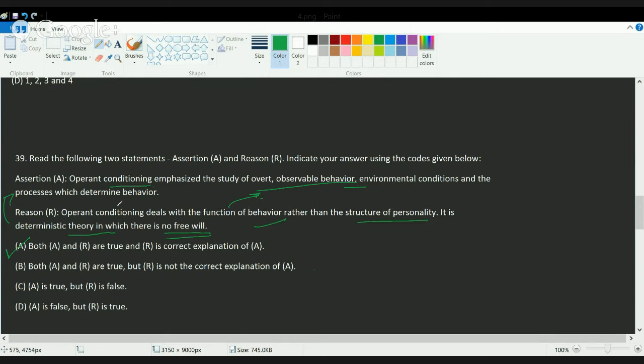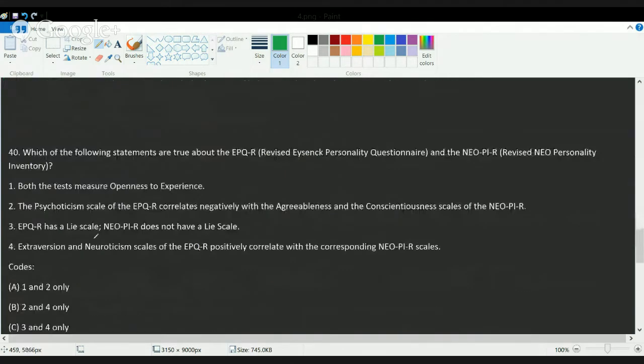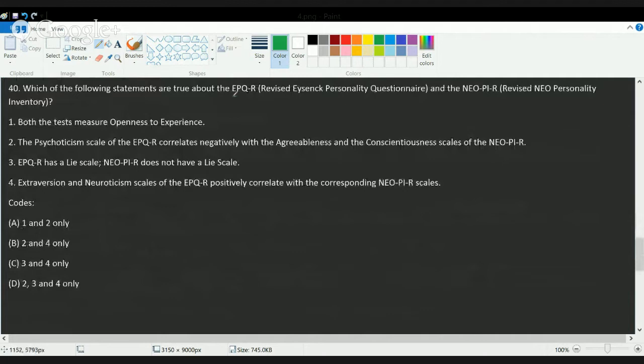And because it's governing the behavior, it's a deterministic theory. The next question. Now these are two scales. These scales are classically given to measure personality. Since there are various parameters on which one can measure personality, Eysenck gave a scale known as the revised Eysenck Personality Questionnaire, and then there was the revised NEO Personality Inventory. Under both of these, there were various parameters included.